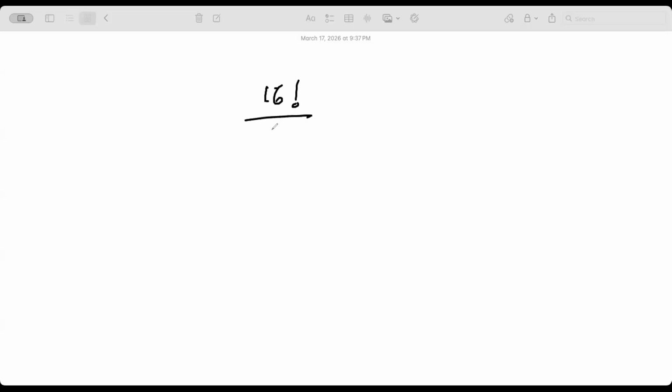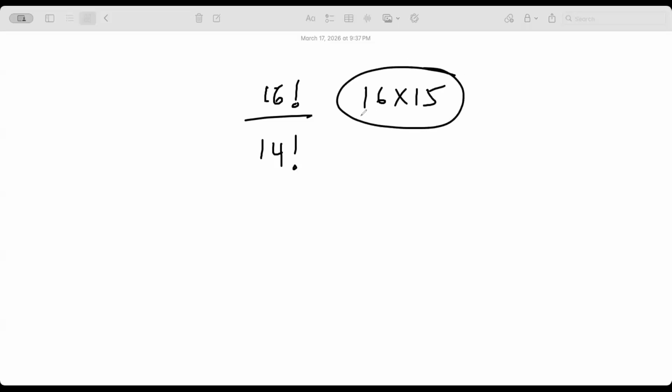Now, what is 16 factorial by 14 factorial? Would it be 16 times 15? Yeah, you got it. Rest of it will get cancelled. Times 14 factorial by 14 factorial. This and this will get cancelled. Make sense, guys? Ashrita, are you following, Ashrita?